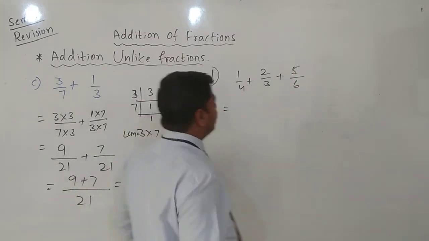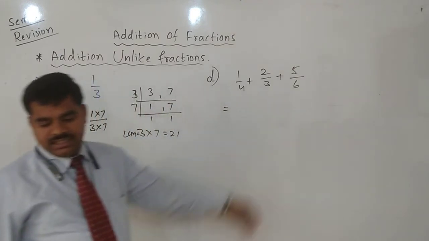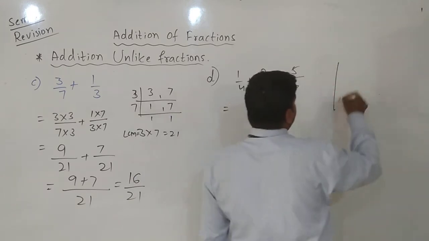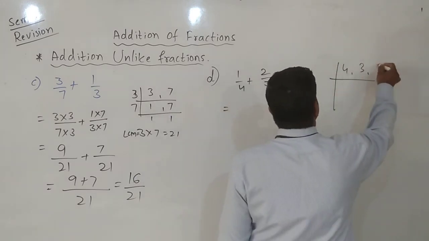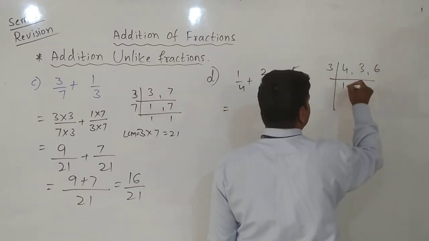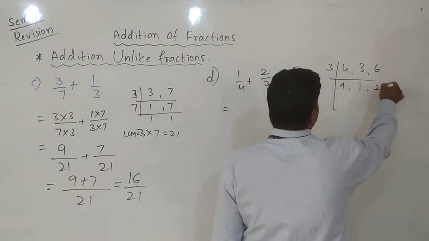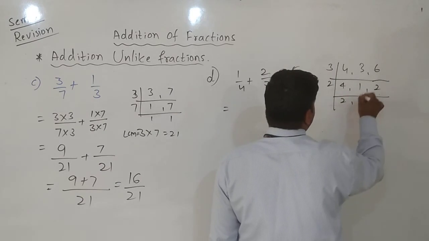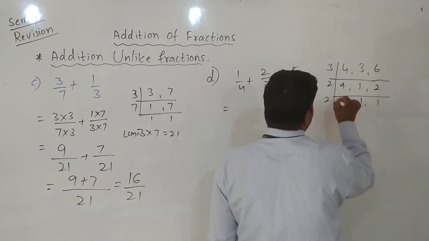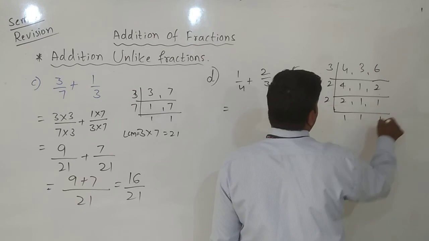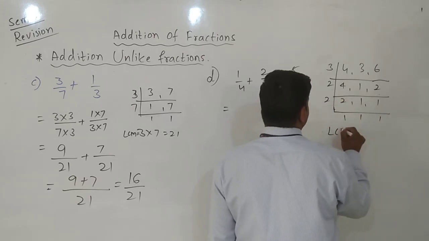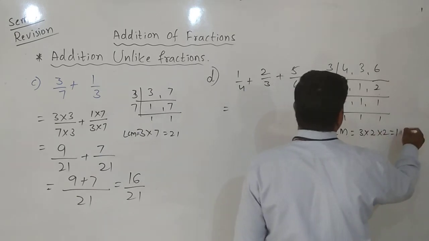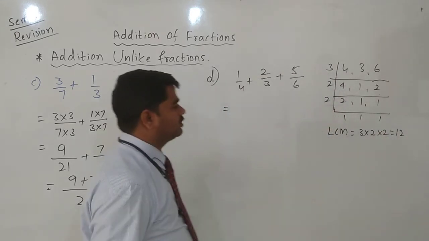Now find the LCM of these 3 numbers: 4, 3, 6. Then the LCM of 4, 3, 6 is... First, 3 is a factor, then 4 is not possible. Dividing by 2s: 2 2s are 4, 2 1s are 2, and again by 2, 1, 1, 1. Then the LCM is equal to 3 into 2 into 2, that is 12.